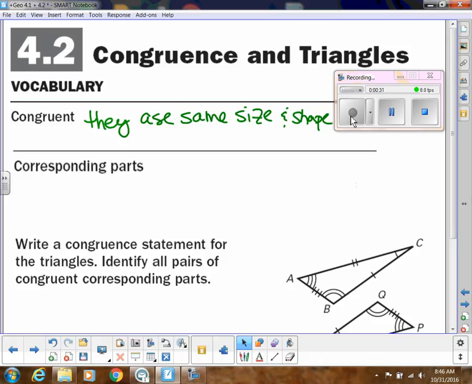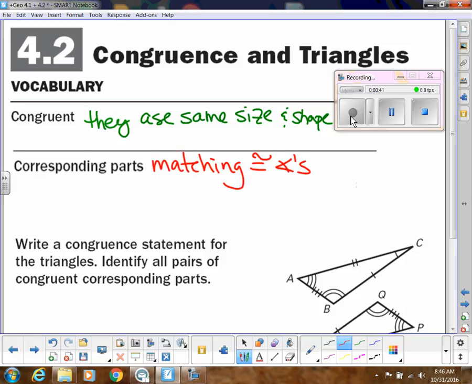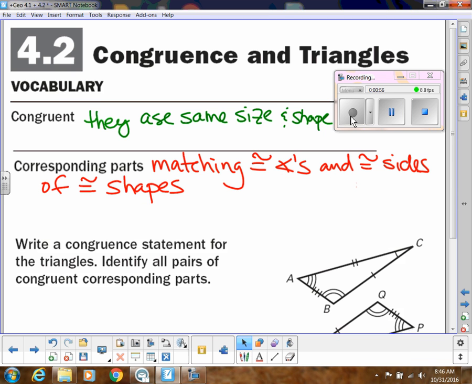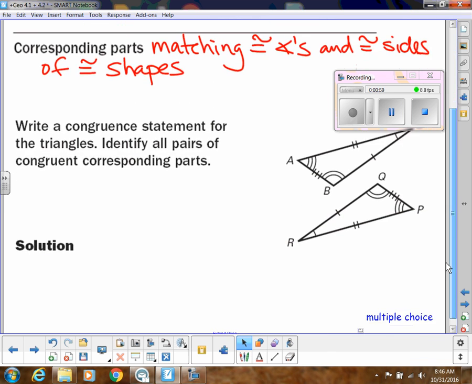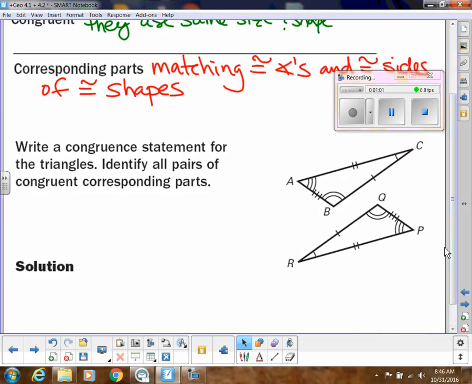All right, so the corresponding parts of congruent triangles are just going to be the matching congruent angles and congruent sides of congruent shapes. So this works for triangles and any other shape that is known to be congruent. So for example, if I write a congruent statement for these two triangles, notice that all of the angles are congruent and all of the sides are congruent.